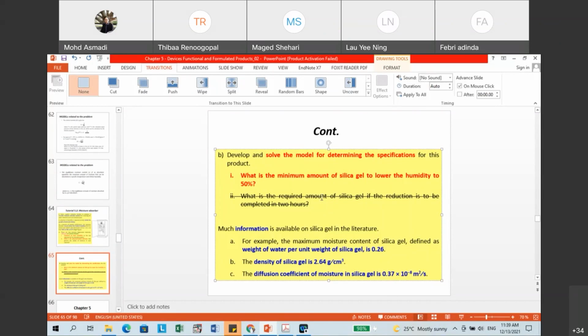The information is the weight of water per unit weight of the silica gel is 0.26. Usually we use the symbol L. The density of silica gel is 2.64, and of course density is rho. And then the diffusion coefficient is 0.37. So let's do this one together.